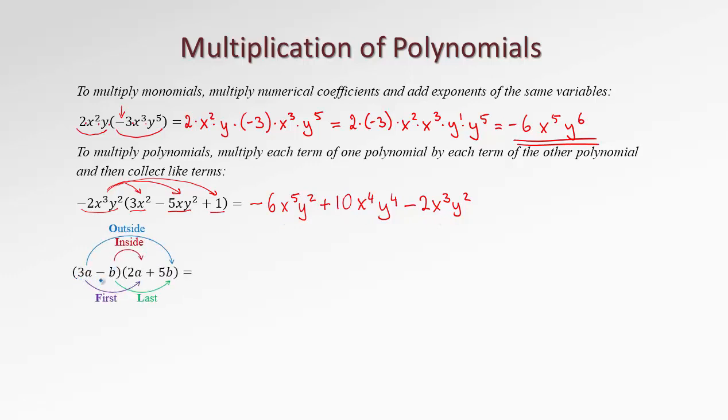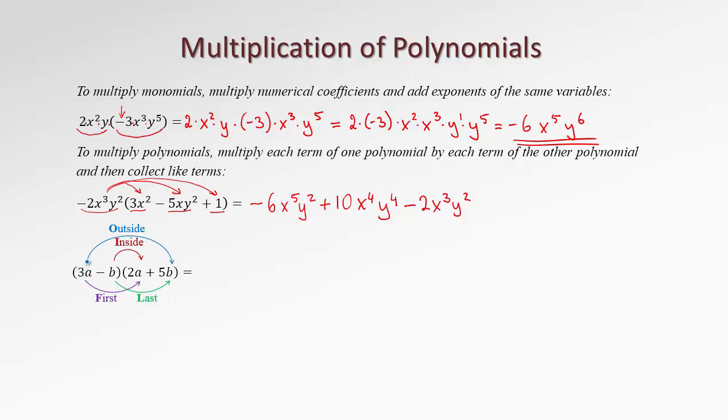Next, if we want to multiply a binomial by a binomial, 2 terms by 2 terms, basically we need to multiply each term by each term. The way to memorize what to multiply by what is the FOIL word. F stands for multiply the first terms, O stands for multiply outside terms, I stands for multiply inside terms, and L stands for multiply last terms. So FOIL, if that helps, that's great.